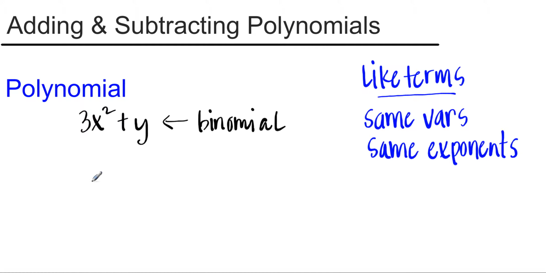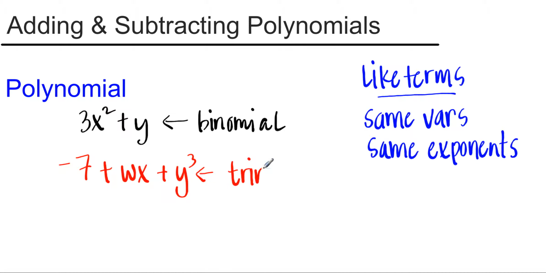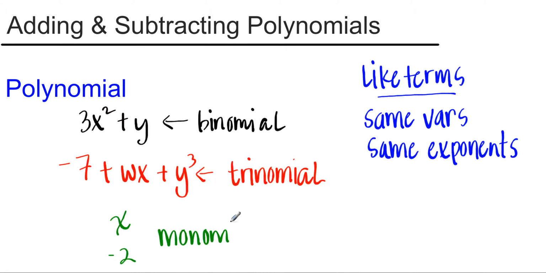Another example of a polynomial might be negative 7 plus wx plus y cubed. And this has three terms. Negative 7 is a term, wx is a term, and y cubed. So we can call this a trinomial. And if we have just one term, like maybe just x or negative 2, those are just one term, so we call that a monomial. For our purposes, though, we'll just use the generic term polynomial, the word poly meaning many.